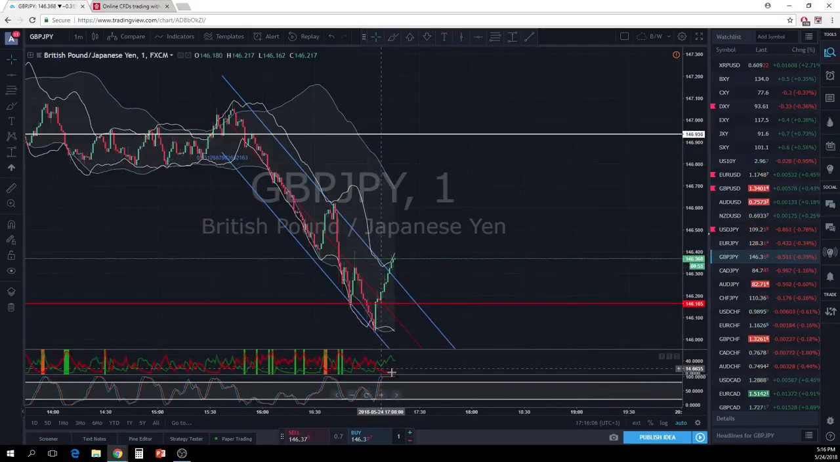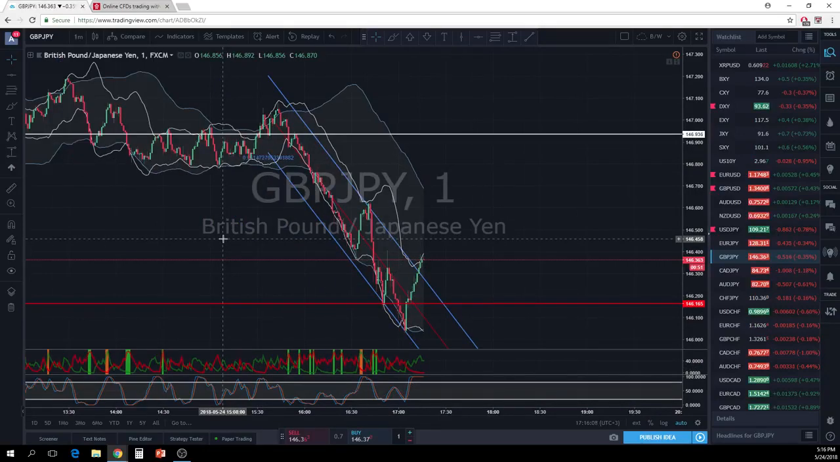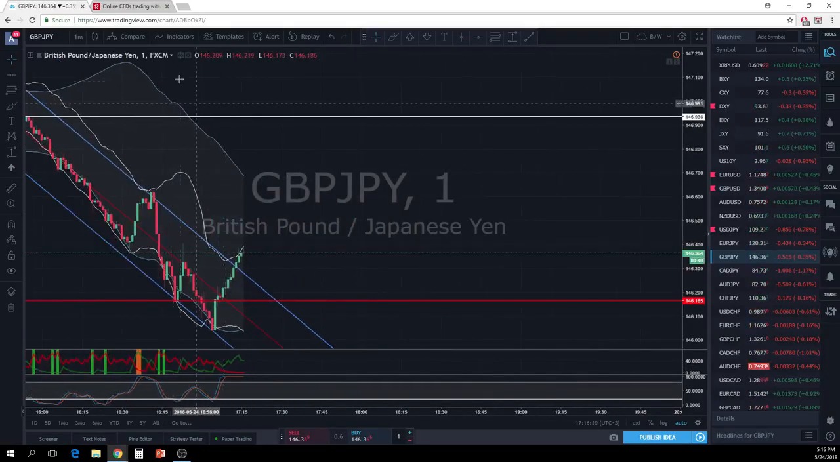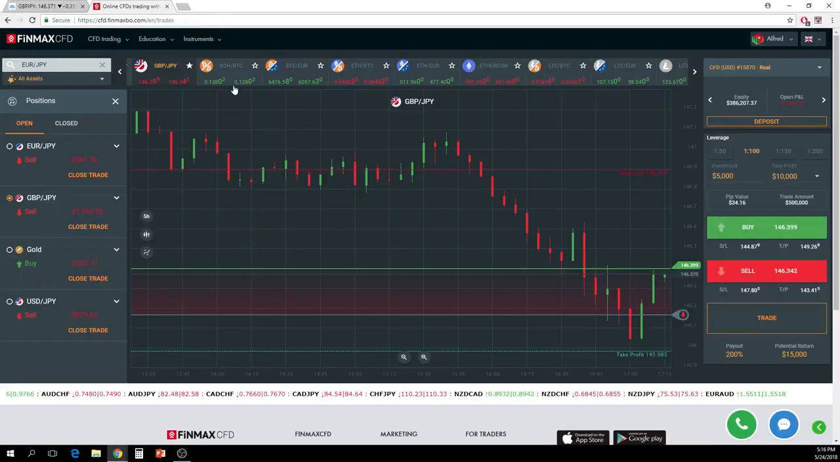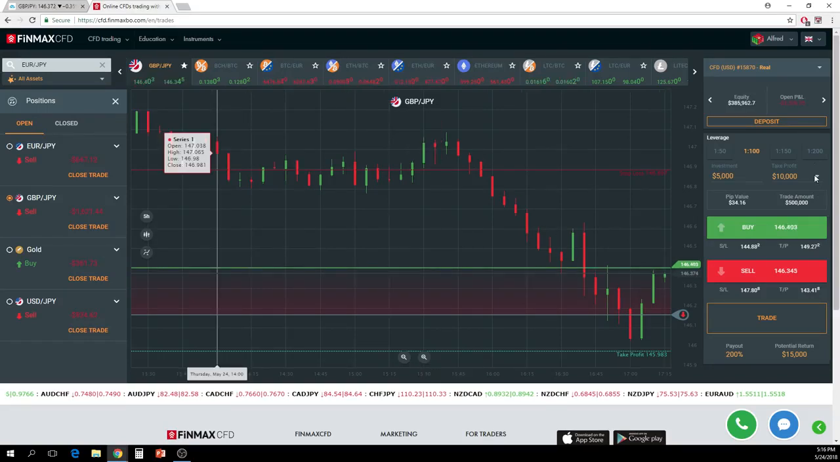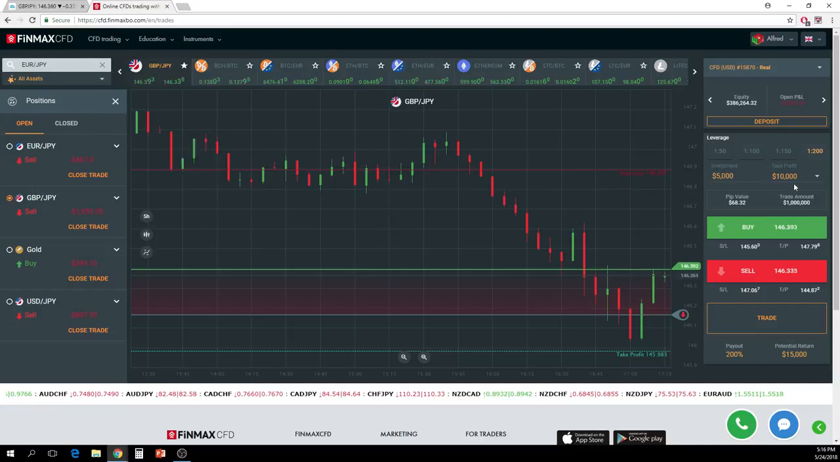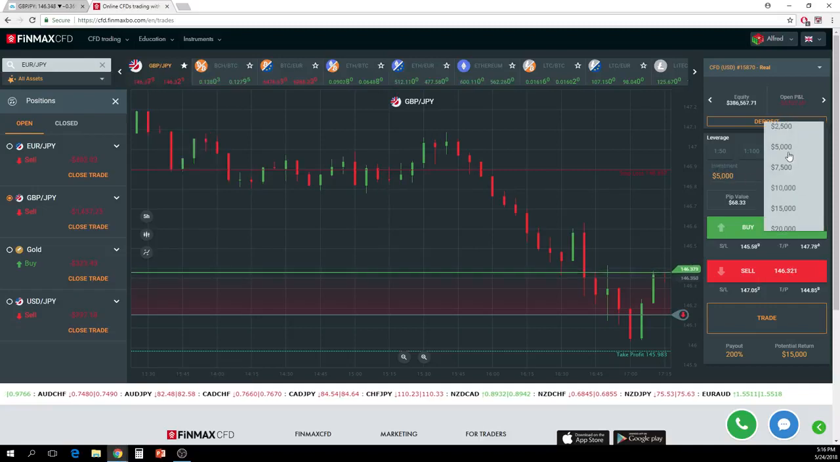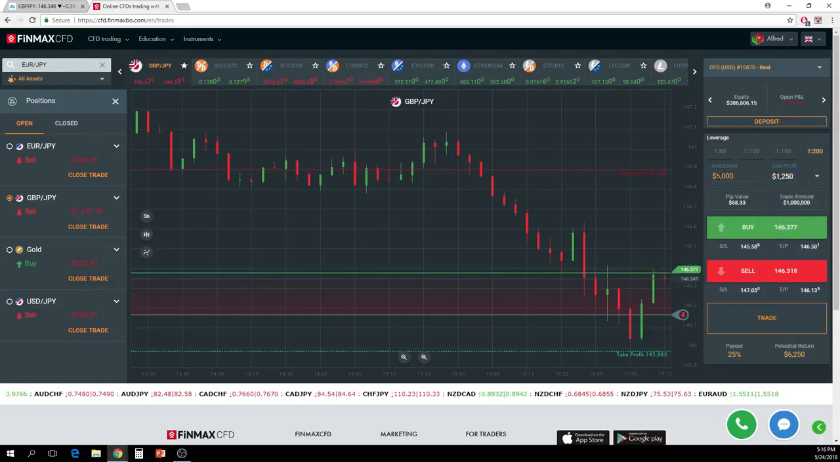See, it's flat on stochastic RSI up here. It's only just a matter of time from now. Okay, I'm going to look at a second position of British pound, Japanese yen. And let's see, I'm just going to set a similar take profit. Let's take a look right here.